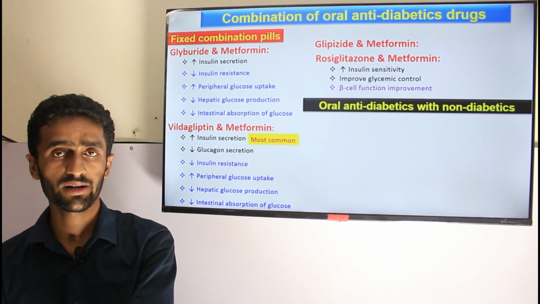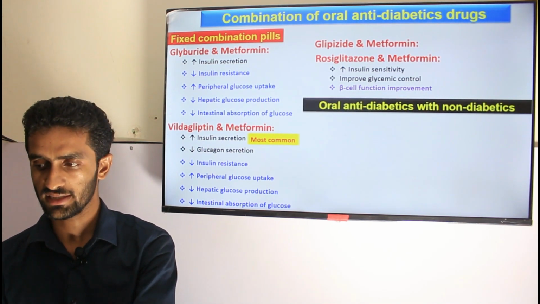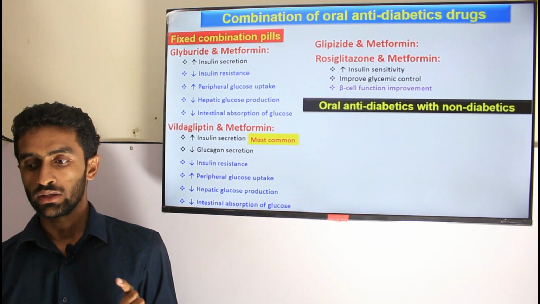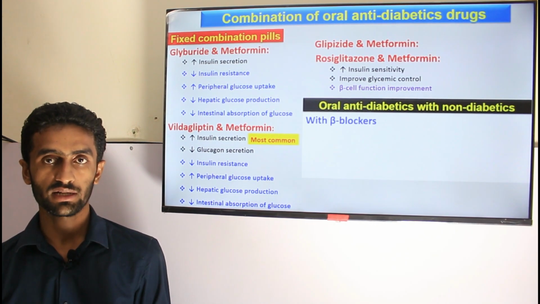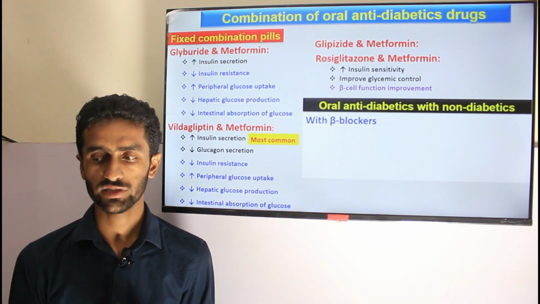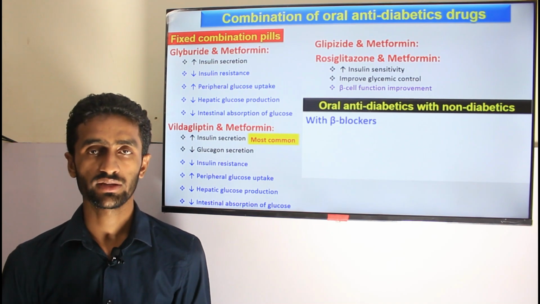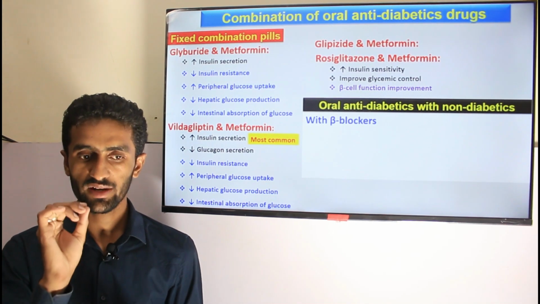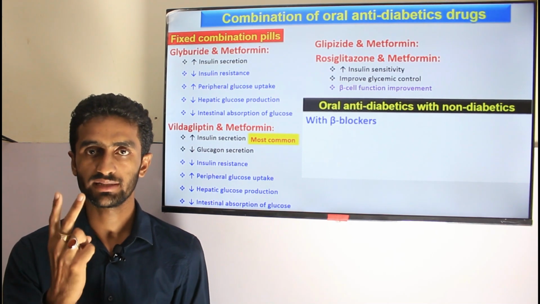Now some oral antidiabetics with non-diabetic conditions like hypertension or hyperlipidemia. Can you use the beta blocker? Because the heart patient, the hypertension patient, most of the time uses the beta blocker, so they are contraindicated with the diabetic. Why? Because there are two major problems with the beta blocker.